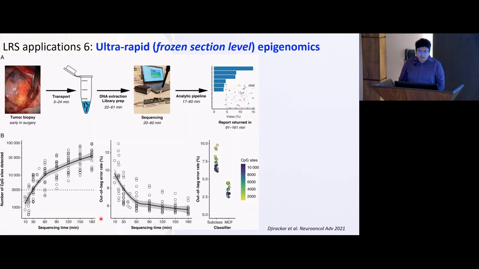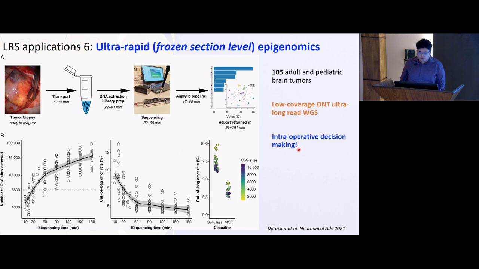So this is a spectacular example of ultra rapid epigenomics. This is brain tumor we are talking about. This was published in 2021. They did brain tumor methylation status within 91 minutes, within like 1.5 to 2.5 hours, on a frozen section, and intraoperative precision was made based on that. So even that type of ultra rapid testing is possible using Oxford Nanopore rapid sequencing.